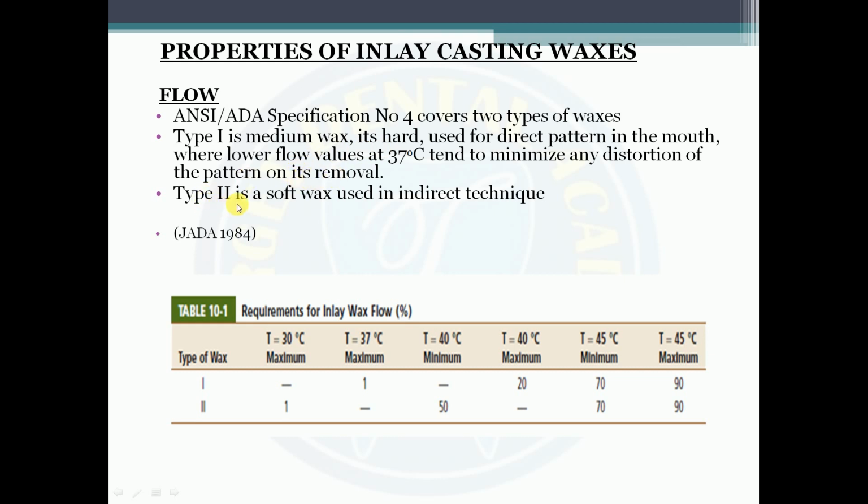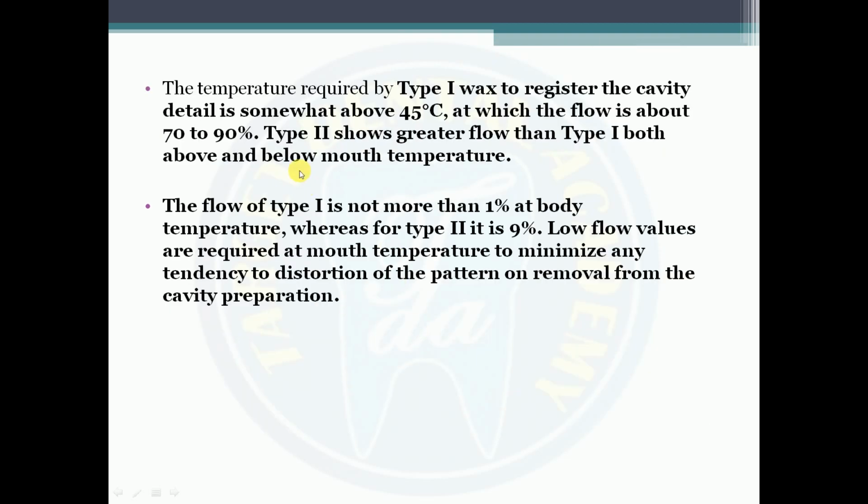values at 37 degrees Celsius tend to minimize any distortion of the pattern on its removal. Second is type 2 wax, that is soft wax, which is used in the indirect technique. It is given by Jada in 1984. These are the requirements with the maximum and the minimum temperatures. The temperature required by type 1 wax to register the cavity detail is somewhat above 45 degrees Celsius, at which the flow is about 70 to 90%, and type 2 shows greater flow than type 1, both above and below mouth temperature. So basically your type 2 shows the greater flow than type 1.